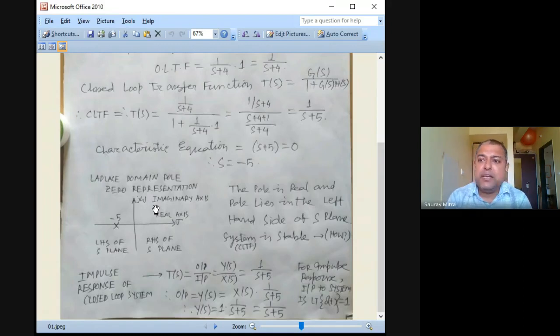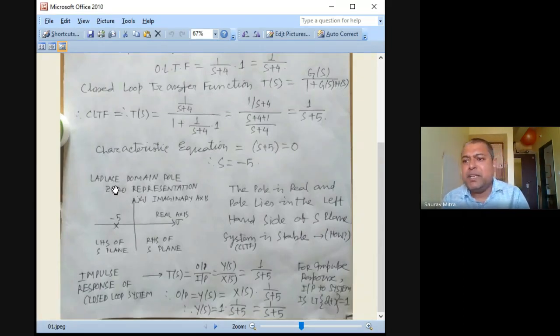If I say minus 5 plus j7, so this is minus 5, and j7 is up here in the second quadrant. Here you have to put a cross. Cross means pole position. Okay, so a pole is given by a cross symbol. A zero is given by a round. So in this case, minus 5 plus j7, this is minus 5, and up you have to go plus j7.